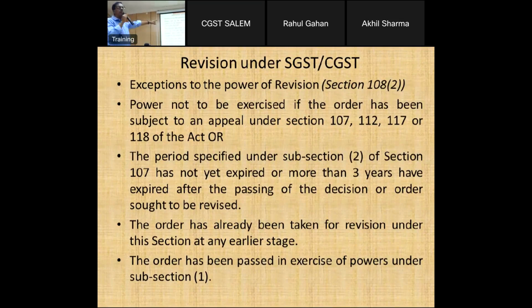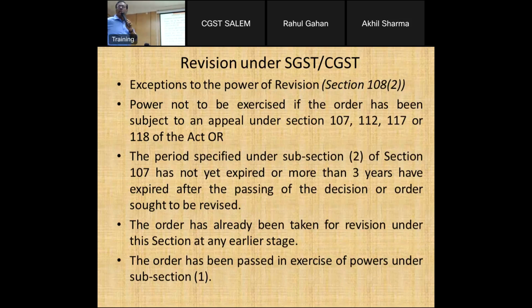Section 107: review of any order or decision. If it is under 107, we cannot revise. If it is under 112, that is pivotal. Something under the High Court, and this is the Supreme Court. Revision cannot be exercised for these. This is under subsection 2 of 107, and the period has not yet expired. This is the condition.